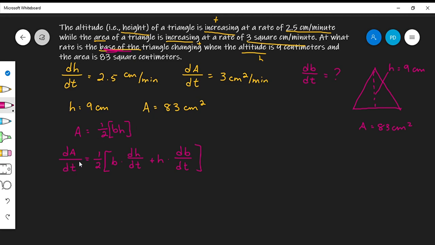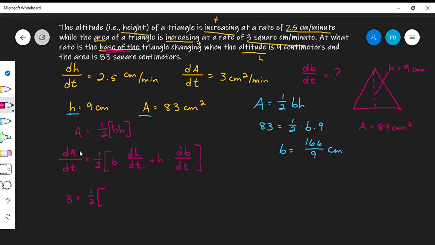So we have dA/dt is 3, 1/2 times the base. We don't have the base. So we have the height and we have the area, but we know the area of a triangle is 1/2 base times height, so we have to solve for the base. So we have 83 is the area, 1/2 times the base times the height, which is 9. So the base is 166 over 9. Yes, this will be centimeters.